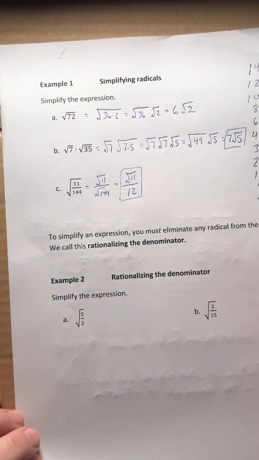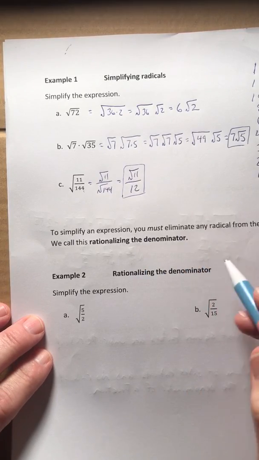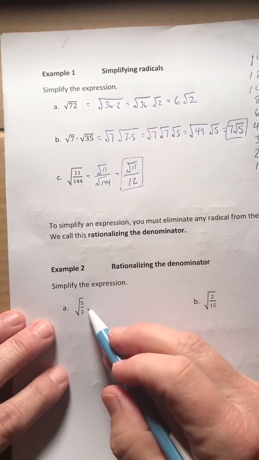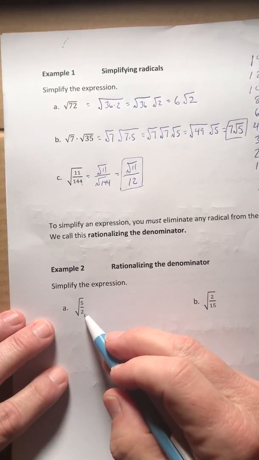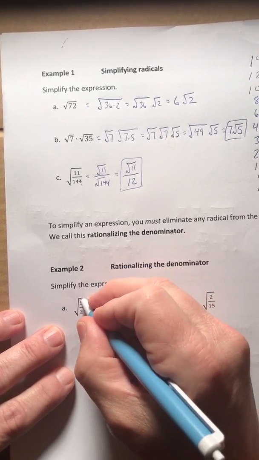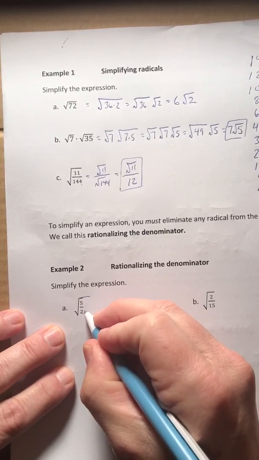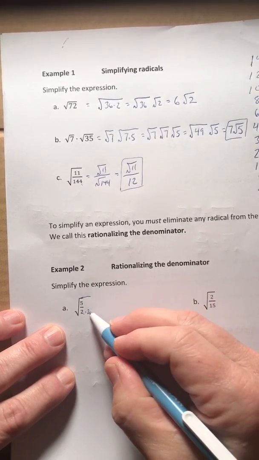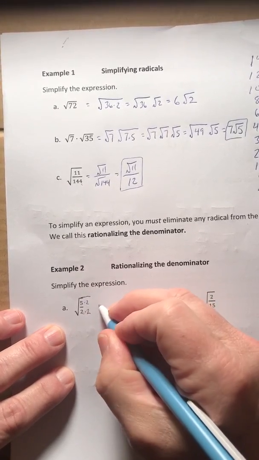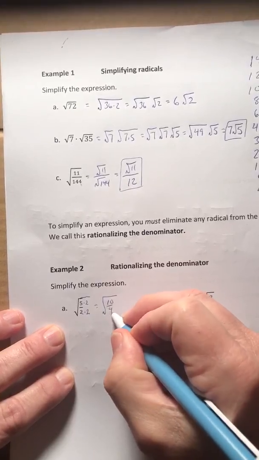All right, example 2. This just talks about rationalizing the denominator, which is what I'm going to show you right now. Rationalizing the denominator just means making the denominator into a perfect square. So the 2, all we would do is extend this. To make 2 a perfect square, we would multiply it by 2. Now remember, with fractions, whatever you do to the bottom, you have to do the top. So we have to multiply the top by 2. All right, so that's going to give us root 10 over root 4.